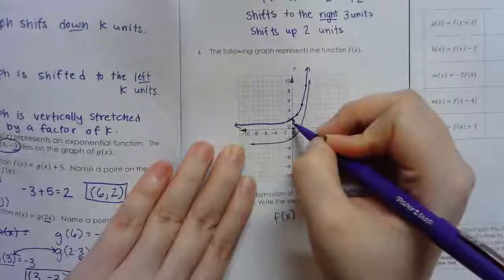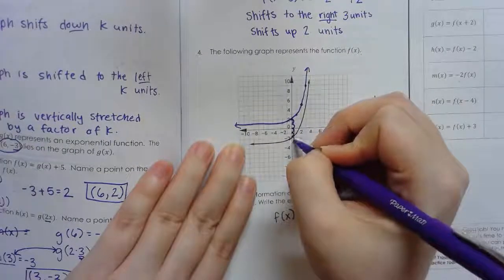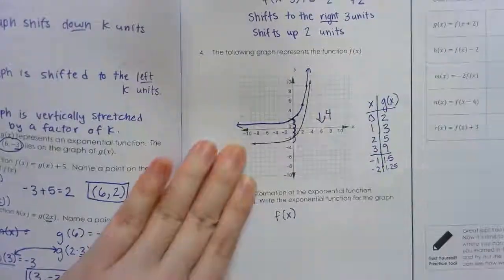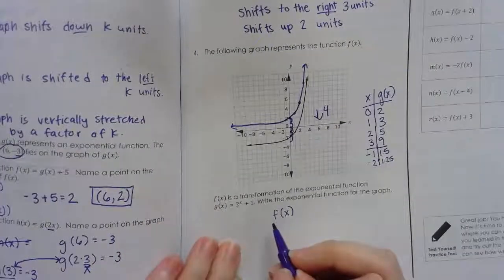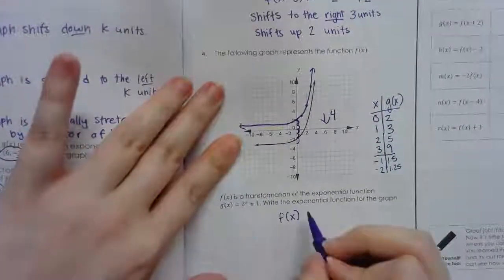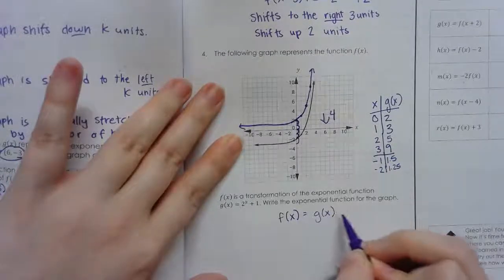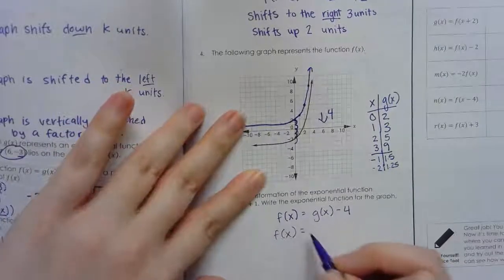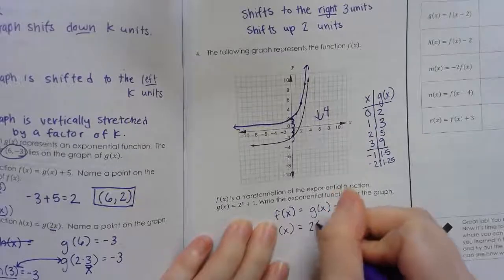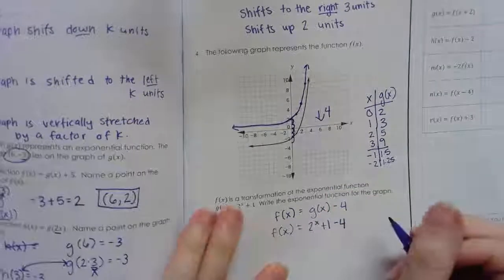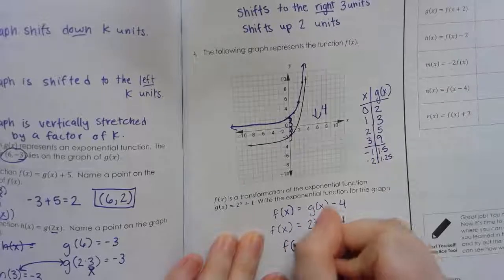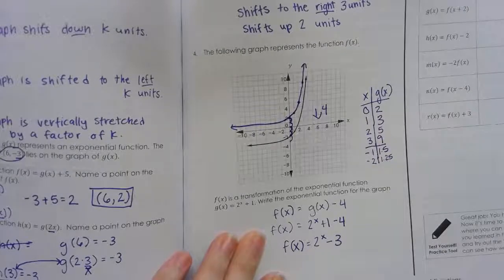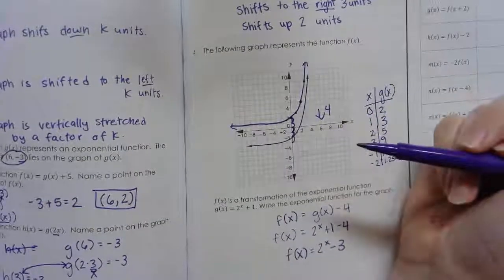So, sorry, not from here, from 1, 2, 3, 4 units to my asymptote. So if it went down 4 units, then I'm going to take this g of x, and I'm going to subtract 4. So f of x is equal to g of x minus 4 because it shifted down 4. So that means that I have what my g of x was equal to, my 2 to the x plus 1, and I'm taking away 4 from this, which means that f of x is equal to 2 to the x minus 3. And we could test that on this and see if that's true.